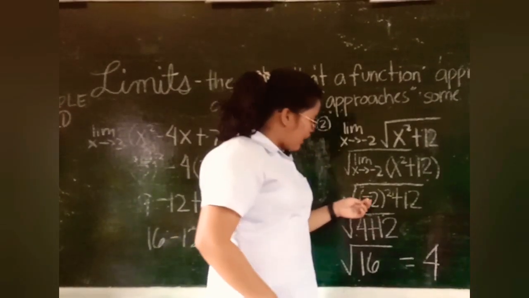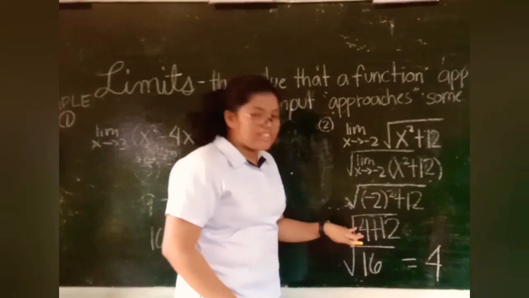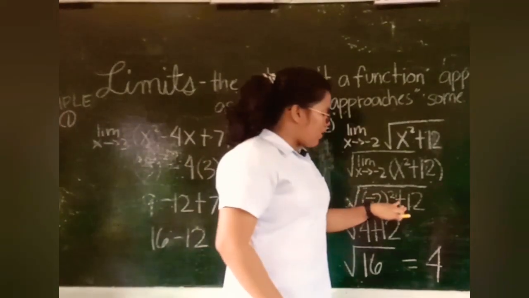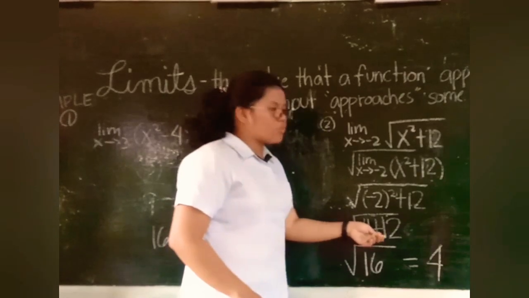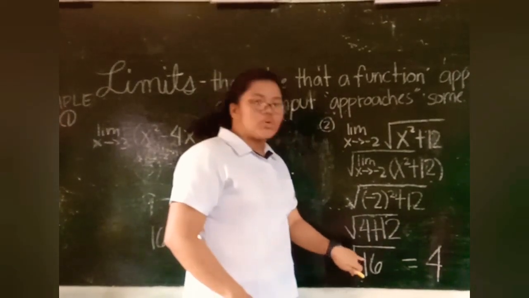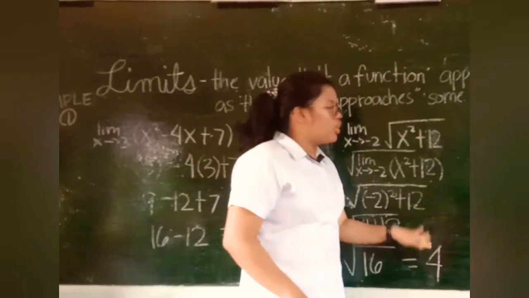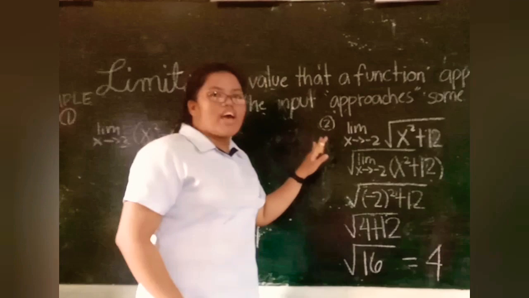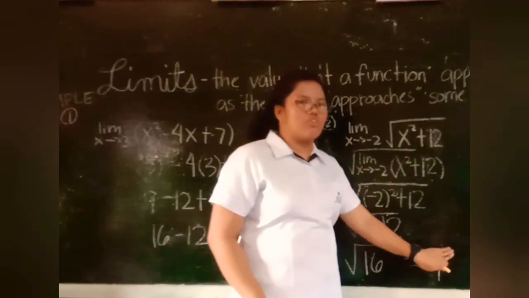So (negative 2) squared is equal to positive 4. Bring down positive 12. So 4 plus 12 is 16, so we have the square root of 16. So what is the square root of 16? It is positive 4. So the limit as x approaches negative 2 is positive 4.